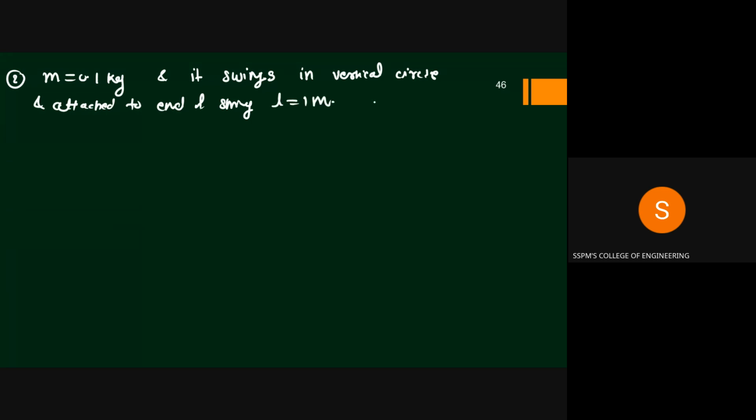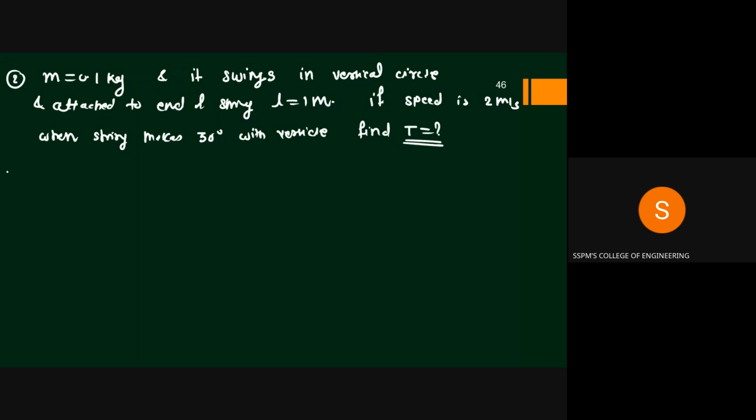If the speed is 2 meter per second when the cord makes an angle 30 degree with the vertical, if the speed is 2 meter per second when the string makes 30 degree with vertical, find the tension.